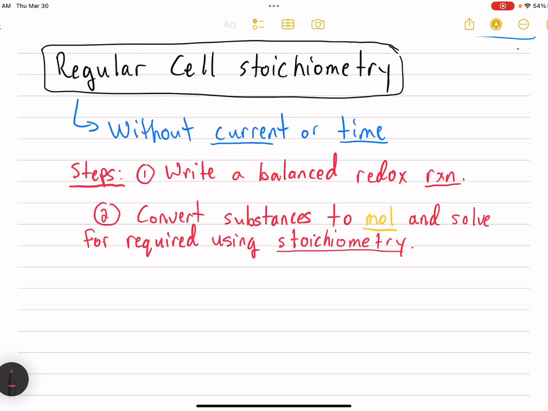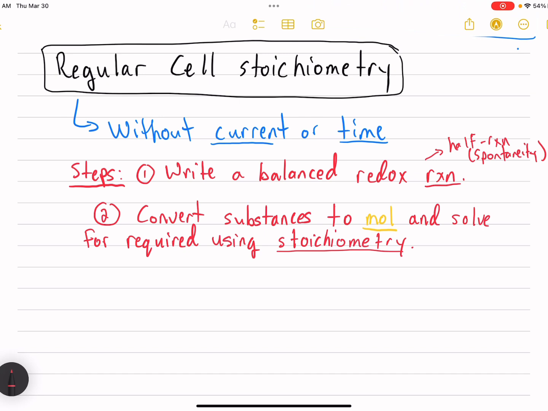To solve these kinds of questions, the process is relatively straightforward. You're going to write a balanced redox reaction, using the half reaction method. It's going to come from spontaneity, really. The steps that you apply to write the redox reaction of a spontaneous reaction are going to be the same steps you would take here. Once you've got your redox reaction, you're just going to convert substances to moles and solve for whatever the question is asking for using stoichiometry. And then if you need to convert anything to grams or to kilograms, that can be done as a partial last step.